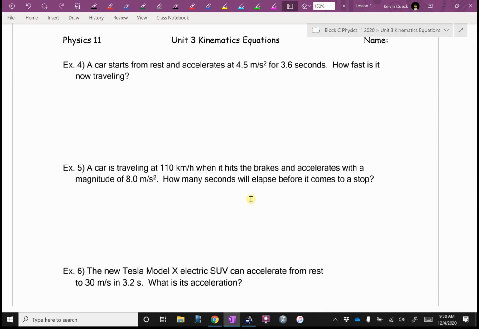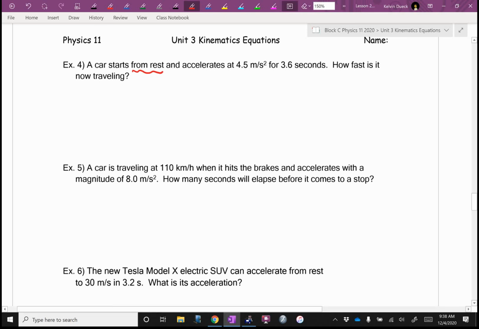A car starts from rest. I would probably underline the phrase from rest. And accelerates at 4.5 meters per second squared for 3.6 seconds. How fast is it now traveling? What's this question asking me to find? Donald, thank you. I heard someone say how fast.